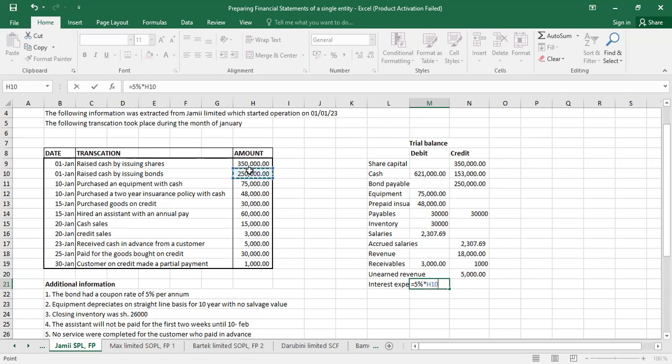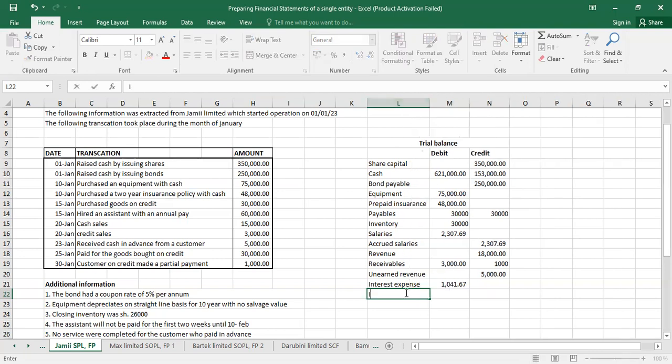And remember, we are only working on January, isn't it? So 1 divided by 12. These transactions are in January. They are not of the year, isn't it? The interest has not been paid, because we are told the interest, but it has not been paid. So we'll be crediting an account called interest payable as a liability, isn't it? Interest payable with the same amount.